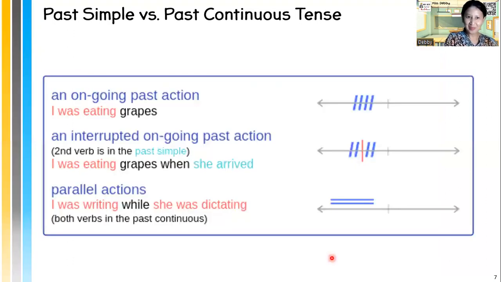So actually the past continuous is an ongoing past action: I was eating grapes. For an interrupted ongoing past action, we use the past simple: I was eating grapes when she arrived. Or a parallel action, two ongoing past actions: I was writing while she was dictating. Both verbs are in the past continuous.